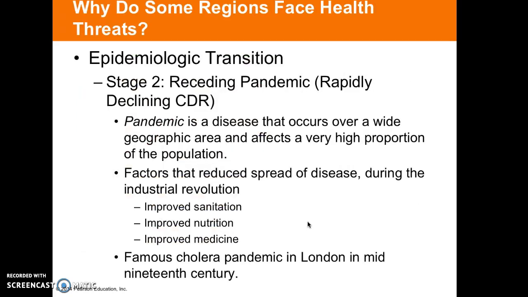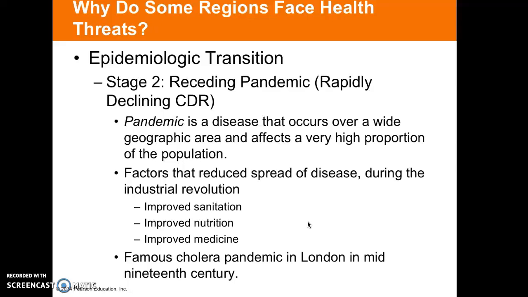The stage 2 of the epidemiological transition model also would occur in stage 2 of the demographic transition model. And at this point, you see a receding pandemic. So you have a crude death rate that's declining, and even though people are still dying, and sometimes dying very young from the spread of infectious diseases, the cause of that death is decreasing. And it could be because of improved sanitation, so sewer systems, access to clean drinking water, improved nutrition that can reduce the death from famine, and improved medical care.